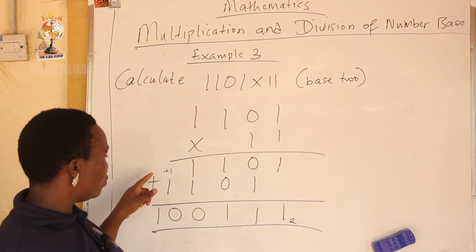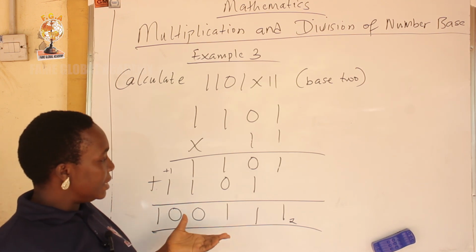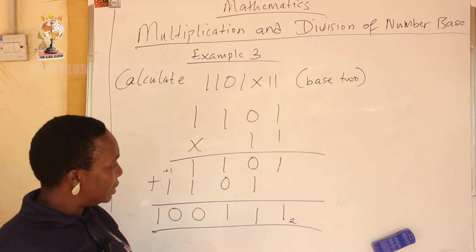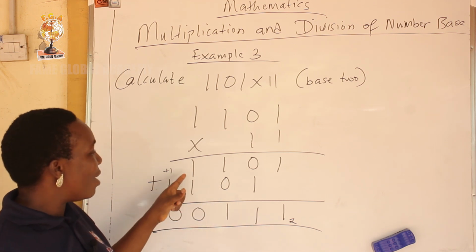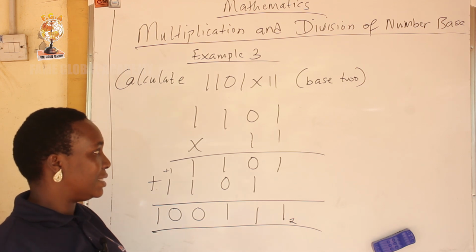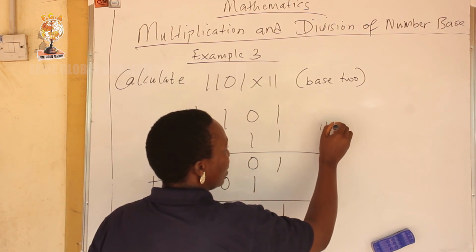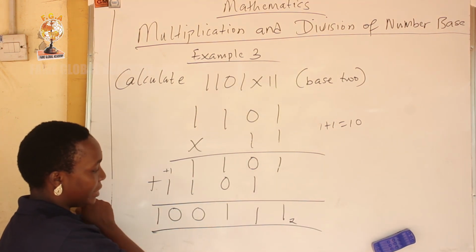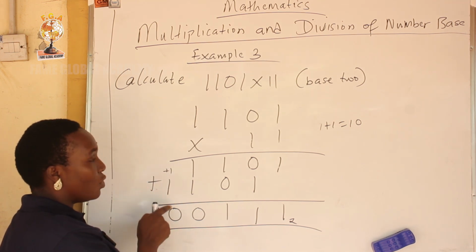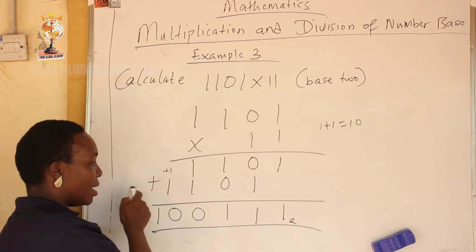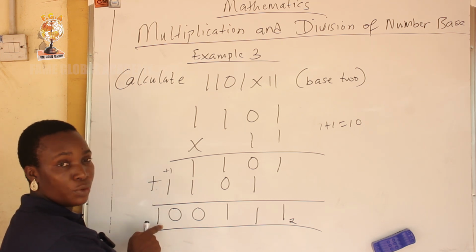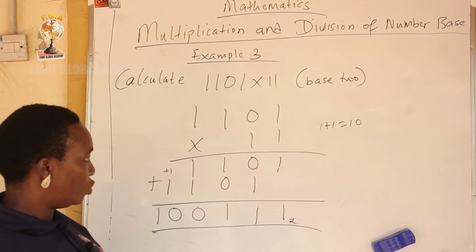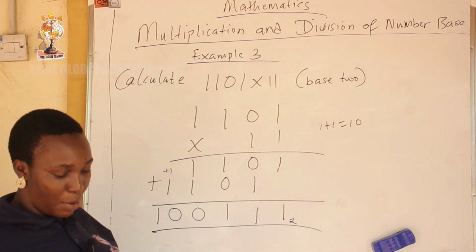Okay, so when you are done, you now add them together. Adding them together here, there is nothing here, so you bring the 1 down. Here, 0 plus 1 is 1. Here, 1 plus 0 is 1. Then here, 1 plus 1 is 10. Let me write it down here so that you understand. 1 plus 1, the answer is what? 10. So you write 0, carry 1 to the other side. That's this plus 1 you are seeing here. So the 1 plus this one again will also give you 10. Write 0, carry the other one. Then there is nothing remaining here, so you bring the 1 down. So the answer is 100111 base 2. Okay, so this is our example 3.